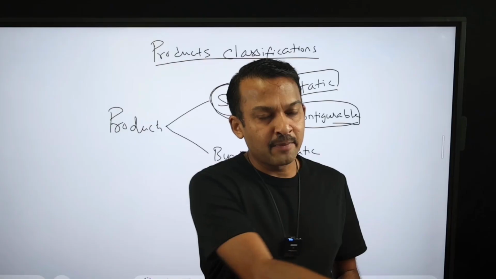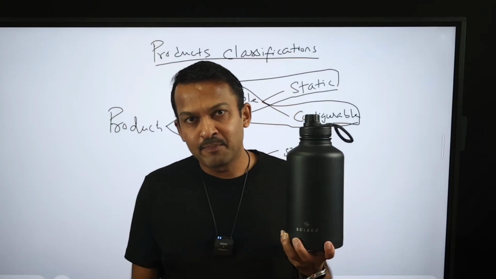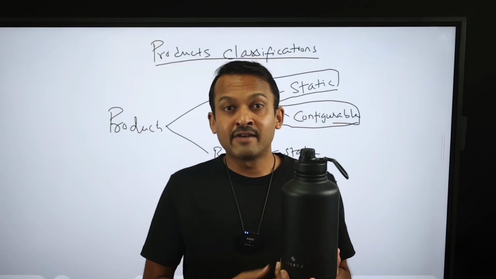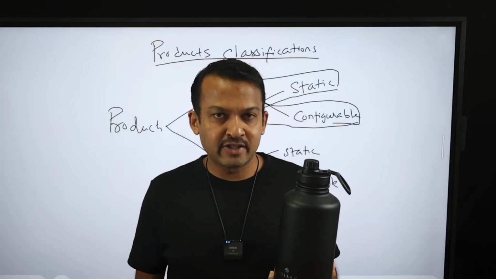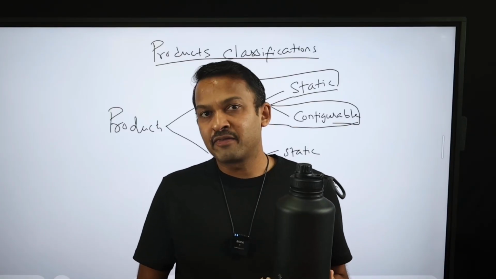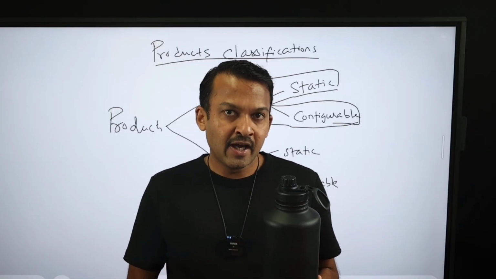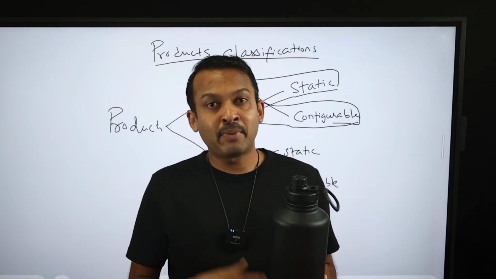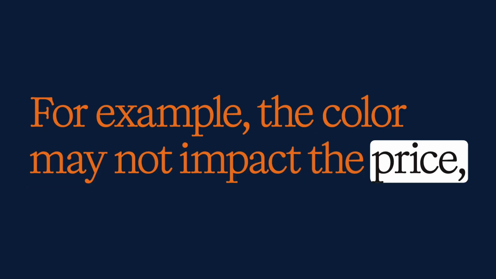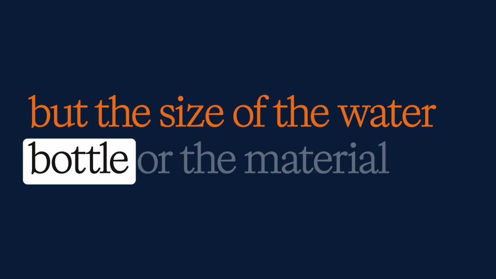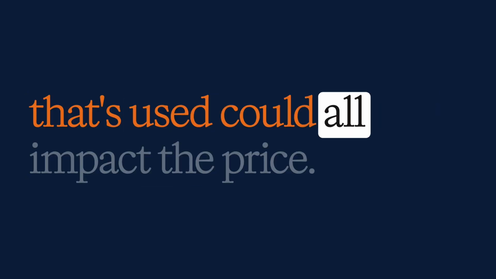Now, earlier I took the example of a water bottle, so I'll continue with that example. Now, this water bottle can have several attributes associated with it. For example, this could come in different colors, this could come in different sizes, the material could be different, and some of those attributes might be price impacted. For example, the color may not impact the price, but the size of the water bottle or the material that's used could all impact the price.